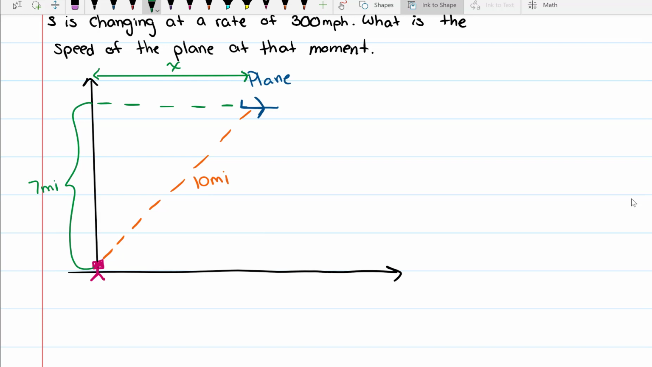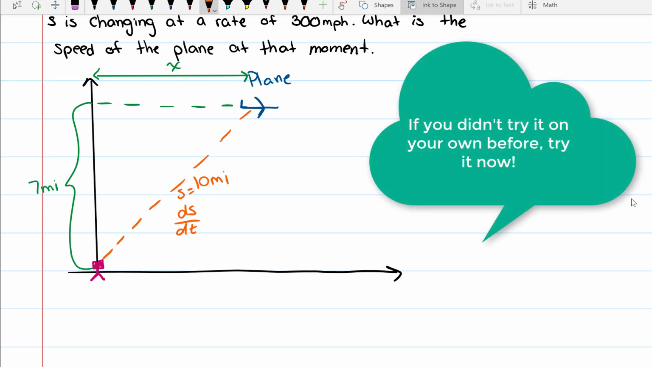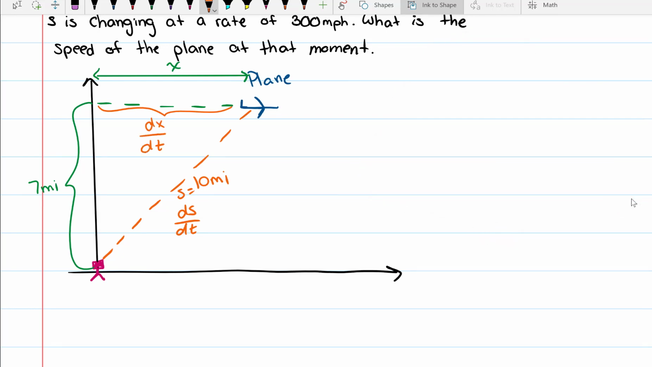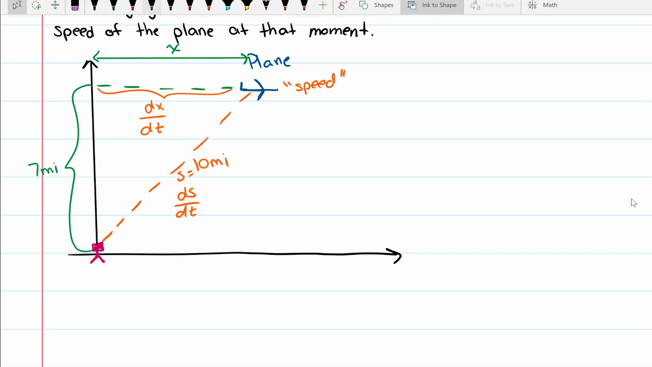That means any time that the straight distance, or s, changes, it's ds dt. Any time that it changes, it's ds dt, because it's the change in the distance divided by time. This distance right here is going to be dx dt, because it's the change in the distance horizontally over time, which is also known as speed. And then the 7 miles never changes, but we're going to call this y.